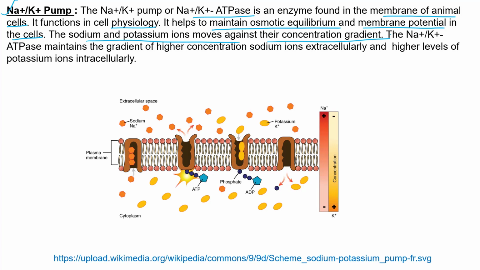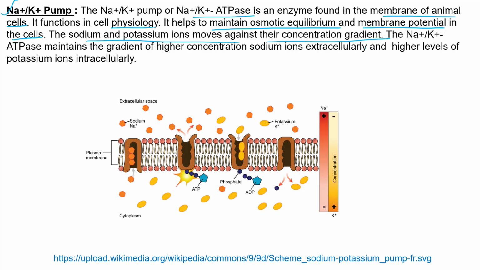Now we know from the theory of diffusion or osmosis that any ions in a solution, if they are divided by a membrane, will transfer from higher concentration to lower concentration. That is the usual diffusion method, but here it is written that sodium and potassium ions move against their concentration gradient, that is, they move from lower concentration to higher concentration to maintain that equilibrium.